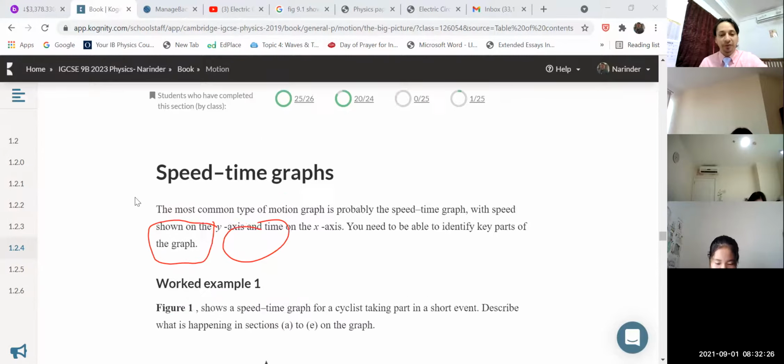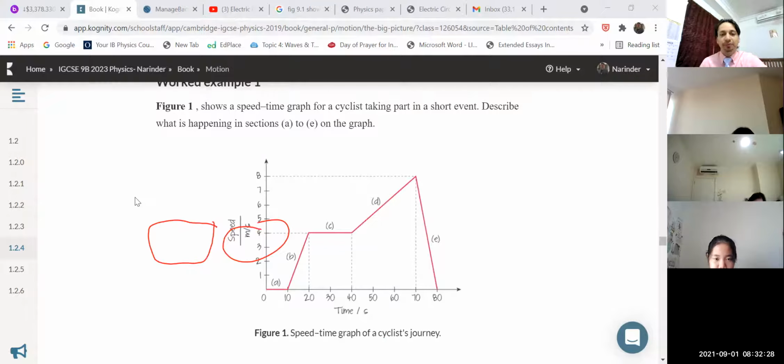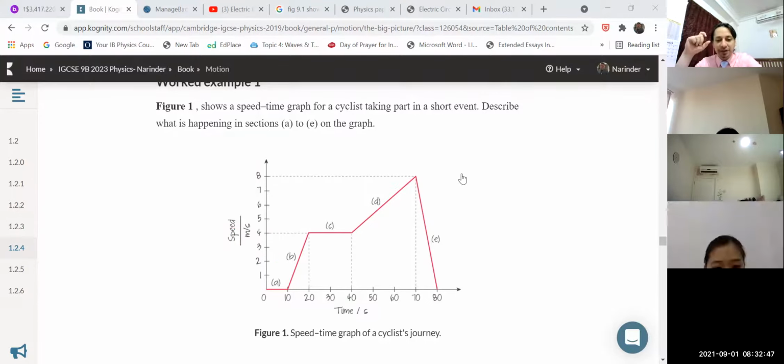Let me show you the graph. This graph, children. It's not necessarily that every time you will get the same kind of graph. The graph will be different, but it's an example to make you aware how to interpret a speed and time graph. Observe carefully again, children. We have section A of the graph, line B, line C, line D, and line E, and we have to discuss all these points. What is the meaning of line A, B, C, D, and E? Let's begin.